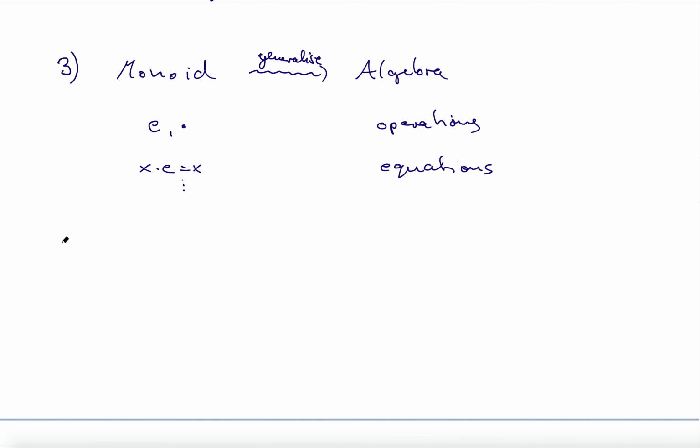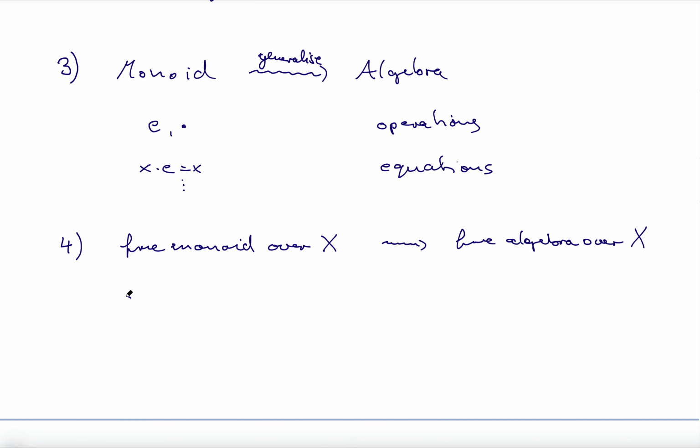And now there's an obvious question, which is, how do we generalize the free monoid construction? Right, so we have seen the free monoid over X. That was item 2. And if we generalize monoids to algebras, obviously we should also generalize the free monoid over X to the free algebra over X. And there are two ways of doing this. The first one is kind of concrete. It's called the term algebra.